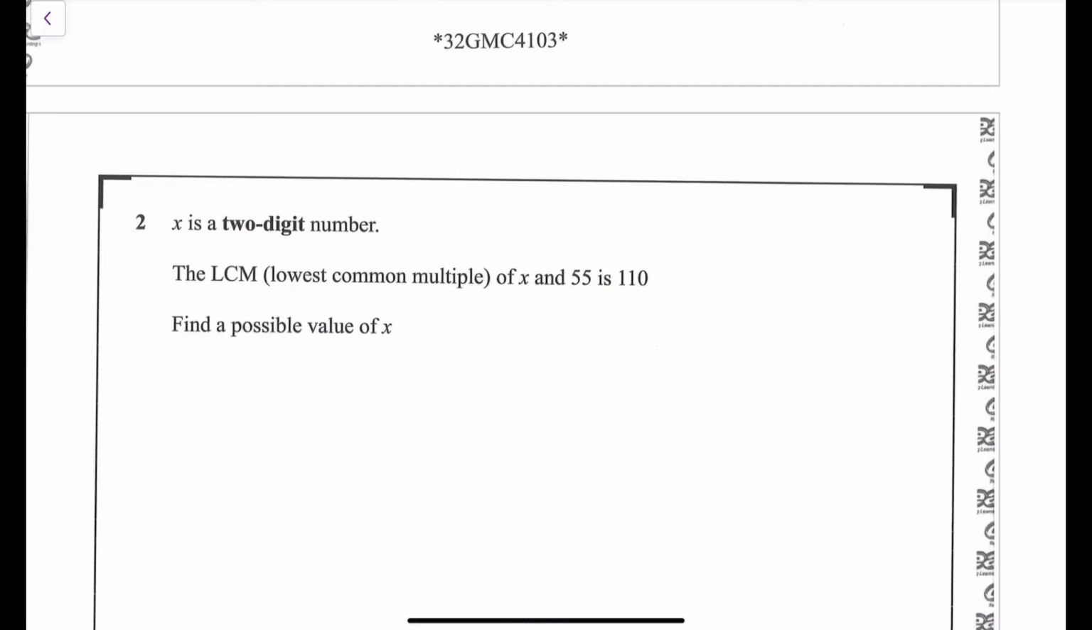Okay, next question is a highest common factor. No, it's not. It's the lowest common multiple question. It says x is a 2-digit number. The lowest common multiple of x and 55 is 110. Find a possible value of x.